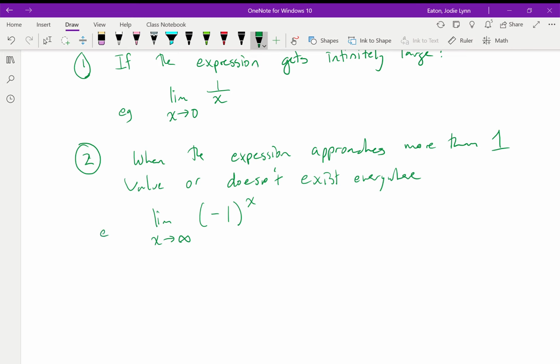because -1 to an even power will be 1, and -1 to an odd power will be -1, and -1 to any power that involves an even root is not going to exist. So there can be some problems there. So some of the rational powers are not going to work very well.